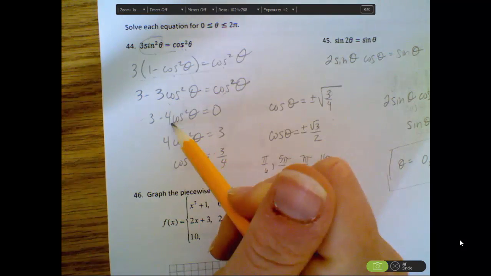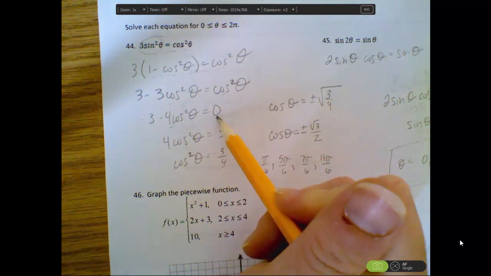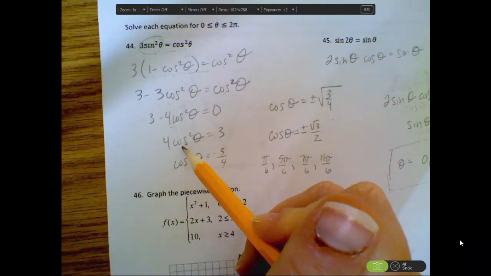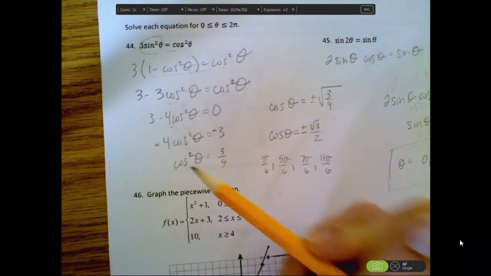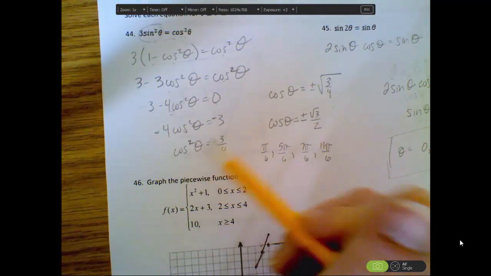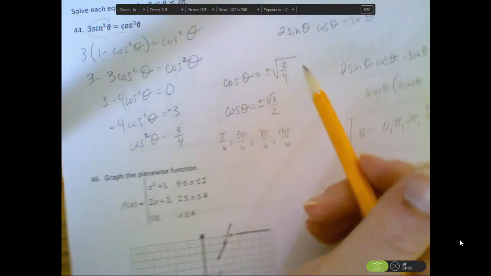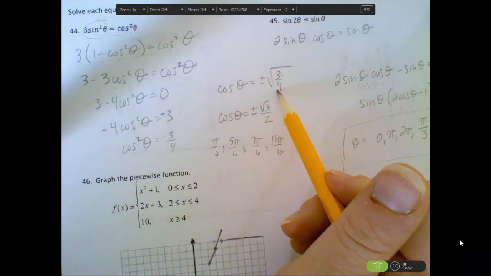Distribute, subtract cosine squared from both sides, which gives you 3 minus 4 cosine squared equals 0. Subtract 3 from both sides, and then divide by -4. So you end up with cosine squared equals 3/4. So therefore, cosine equals plus or minus the square root of 3/4.